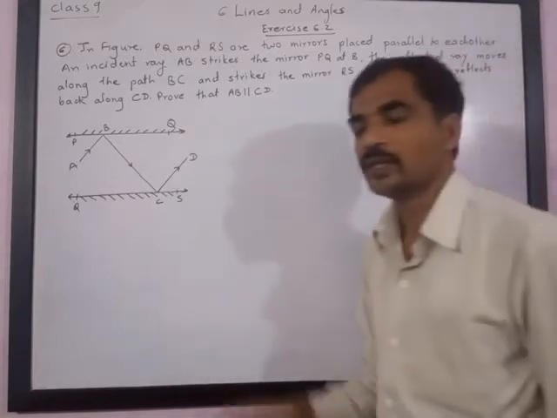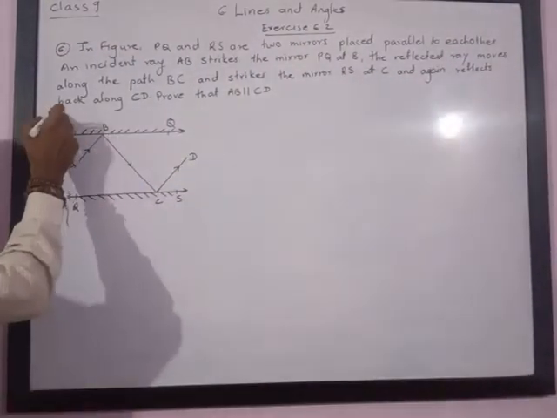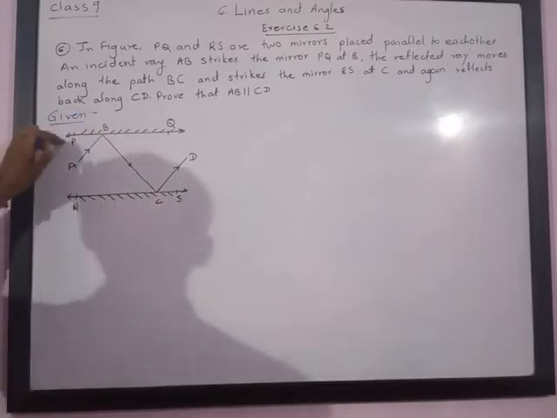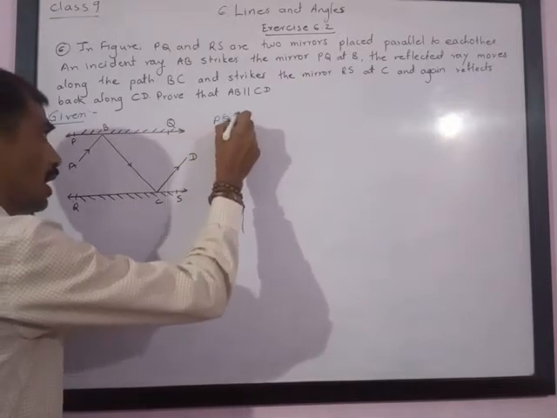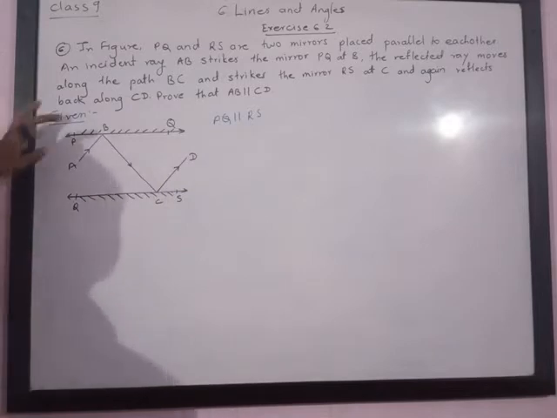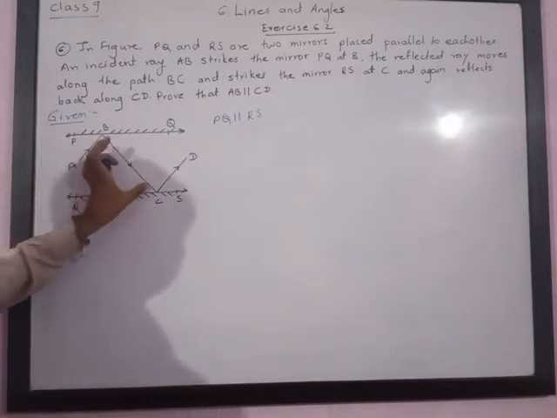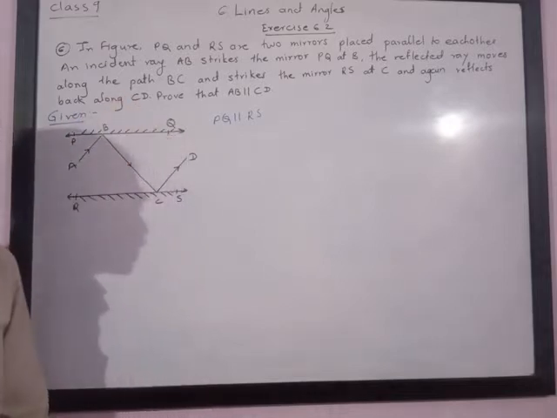Now for this, let us first write the given things. The figure is the given part of the question. We are given that PQ is parallel to RS. And incident ray AB gets reflected along BC and again this reflected ray gets reflected along CD. This is what is given to us.